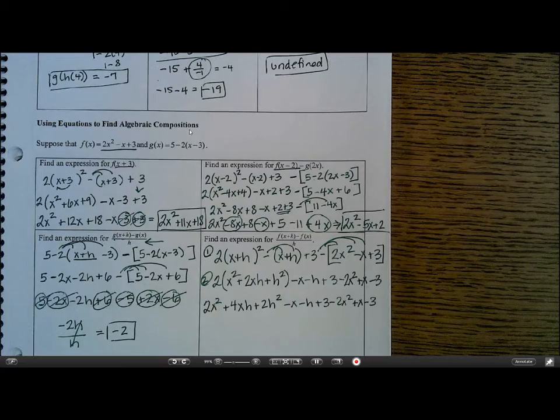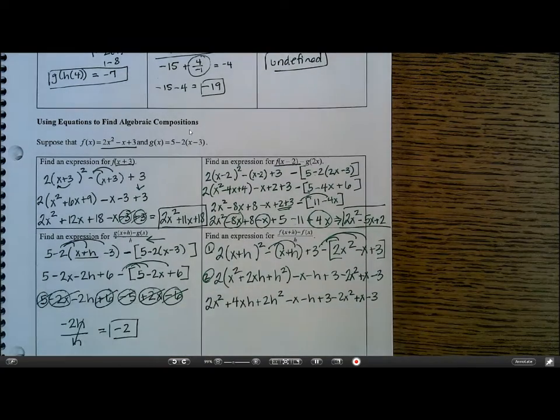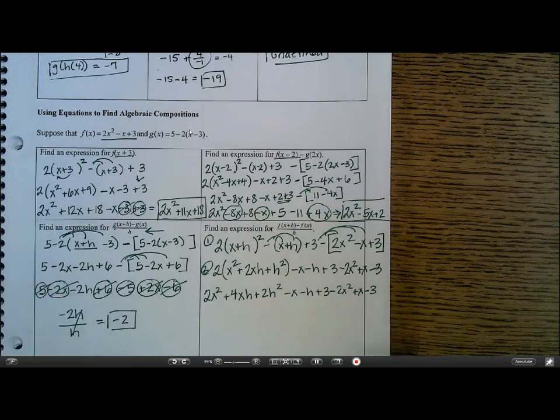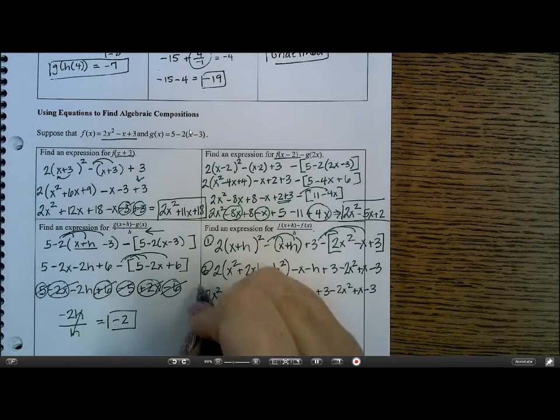I love this stuff. This is just amazing. I love it. Look at all that. Look at all your algebra. Get excited here. Here's how you know you're doing it right.